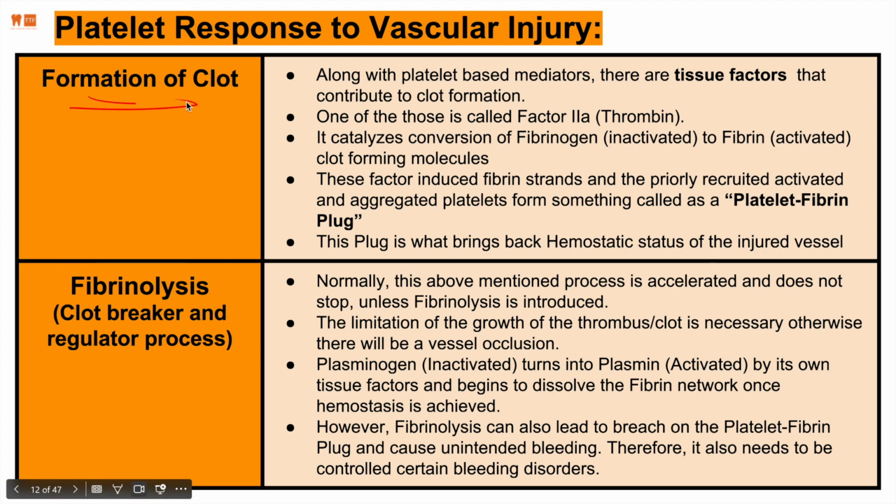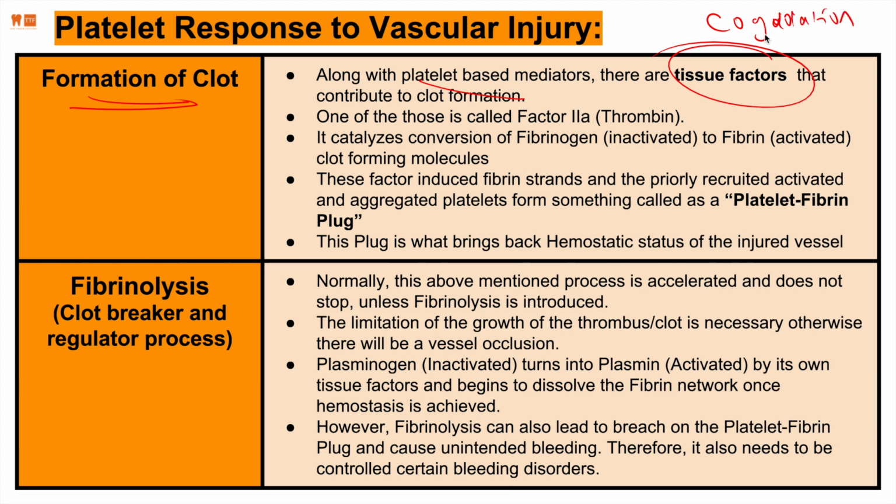Formation of a clot. Along with platelet-based mediators, there are other tissue factors. Now we're moving into coagulation. Okay, so we did platelets. Now we're moving into coagulation. One of those factors is known as thrombin. And guess what another name for thrombin is? It's factor 2A.